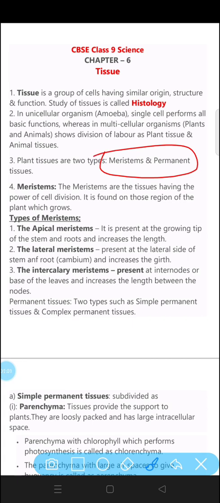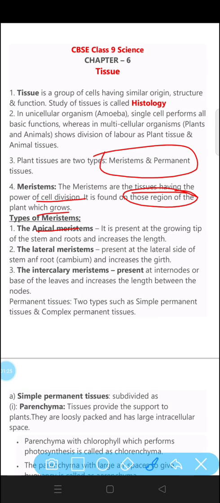So let's start with meristem. The meristem are the tissue having power of cell division. They have power of cell division and they are found in those regions of the plant which grow. Means they are found in the growing region or apex region of the plants. There are three different types of meristematic tissue. The first one is apical meristems.